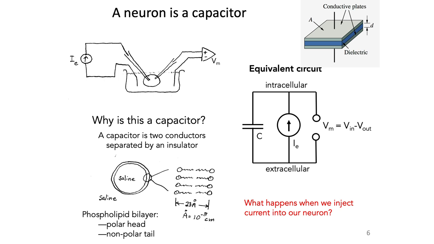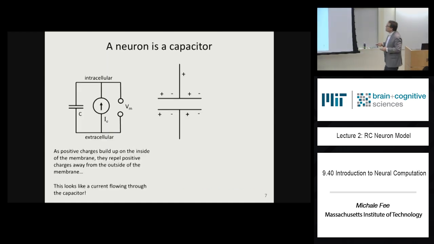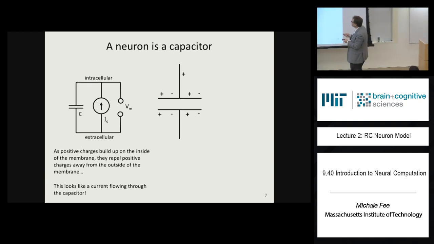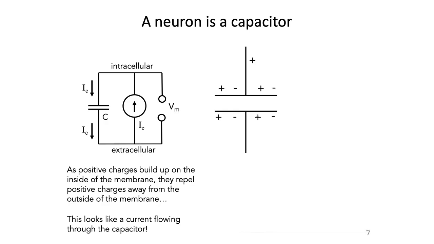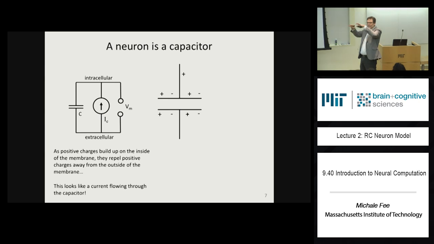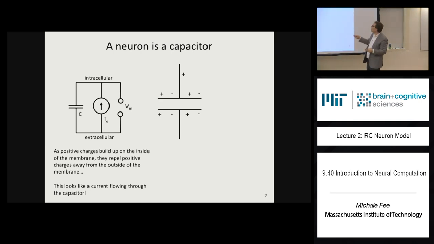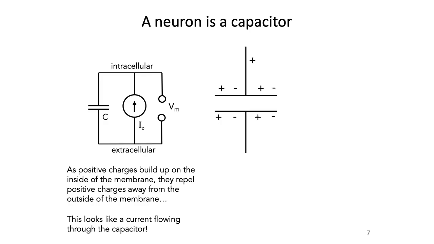All right, so what happens when we inject current into our neuron? As I said, the current source is pulling charges from the outside and pumping them into the inside. So what happens when that goes on? What we're doing is injecting current. Let's say this is our capacitor. There are ions on the inside that are just up against the inside of the cell membrane. There are charges on the outside. Okay? And when we inject a charge from the outside to the inside, let's put one of those charges right here. And we're going to push it into the cell.